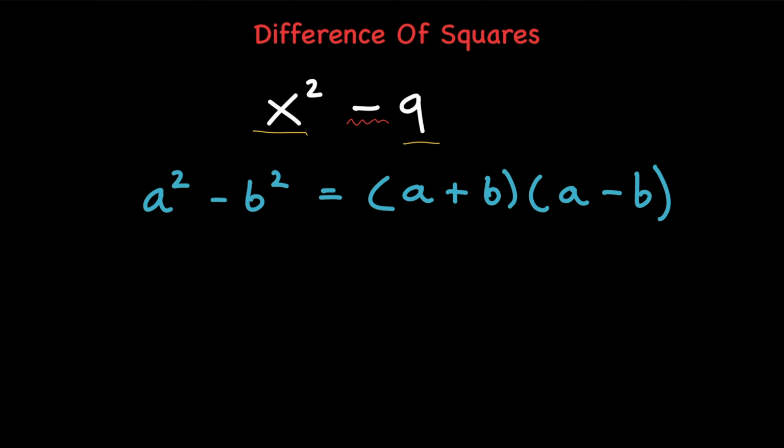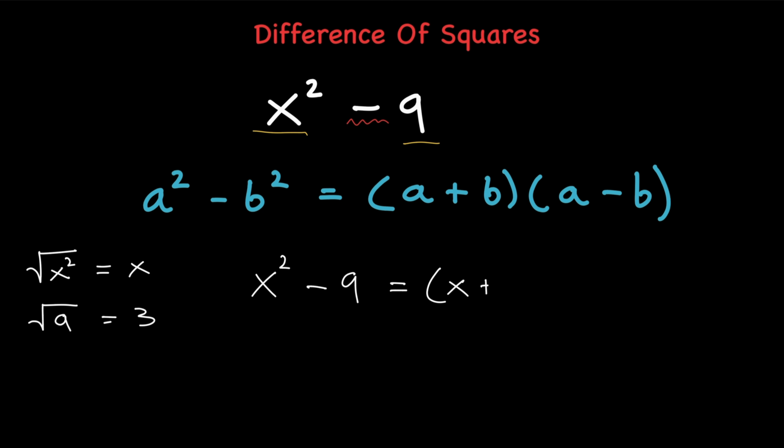And so, from here, if we find what the square root of x squared is, the square root of x squared is just x, and then the square root of 9 is 3. We can rewrite this expression, x squared minus 9, as, using the identity above, x plus 3 multiplied by x minus 3.